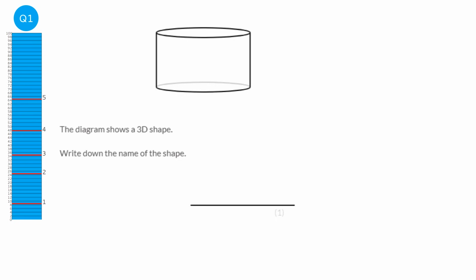Enjoy! With this question you just need to know the names of 3D shapes. This one is called a cylinder.